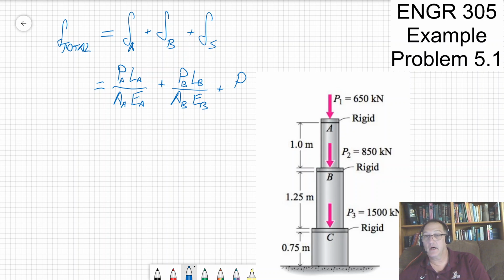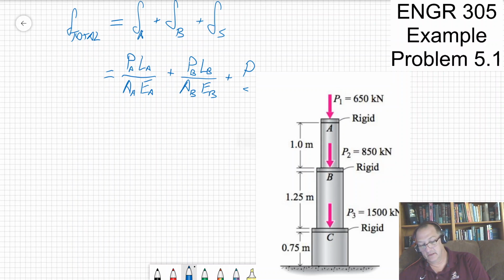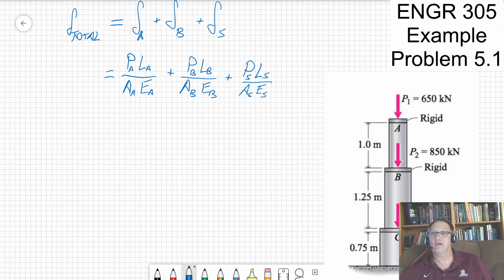The load in the steel, the length of the steel, the area of the steel, and the Young's modulus for the steel. And now we just start filling in values.